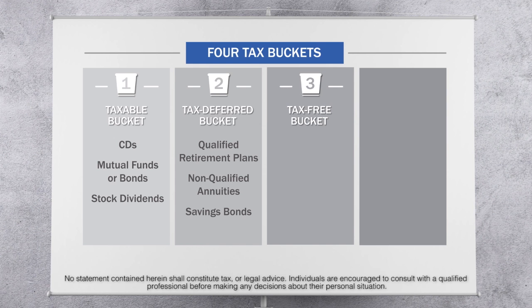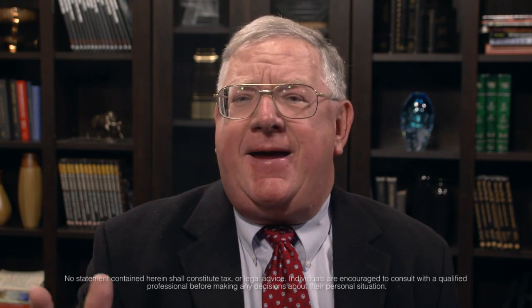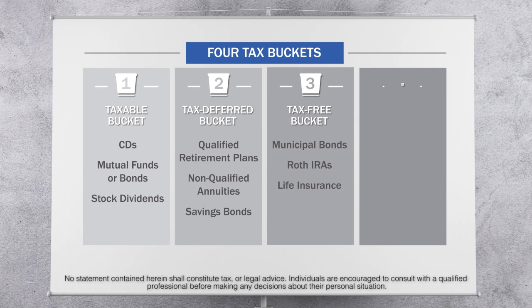The third bucket is your tax-free bucket. There are 3 financial vehicles that are currently tax-free: municipal bonds, Roth IRAs, and properly structured life insurance. Notice I said properly structured life insurance. Nothing else is tax-free. In fact, municipal bonds are not always tax-free, but for the most part, they are.